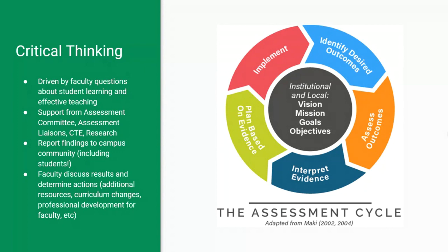So to start the assessment cycle here, right, identifying desired outcomes, we have our general education outcome on critical thinking, and then we move towards assessing those outcomes, but this process is really driven by faculty questions about student learning, right? What do we want to know about what students are learning and how they're learning to be critical thinkers, and our questions about how to have the most effective teaching practices. So really we start with those questions, and that really drives the process for how we then assess the outcomes. And that process comes with support from the assessment committee, right?